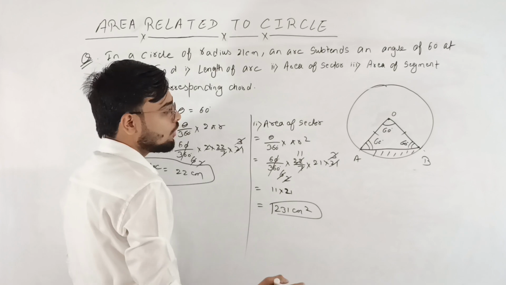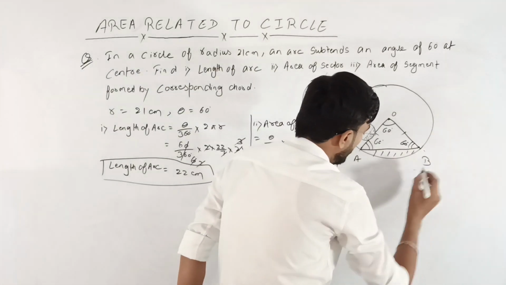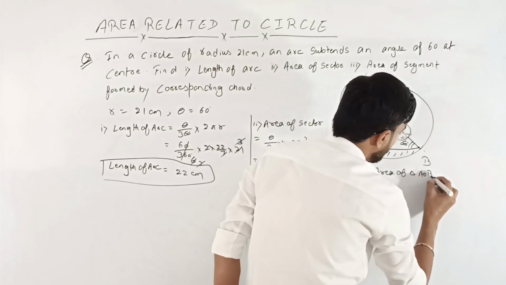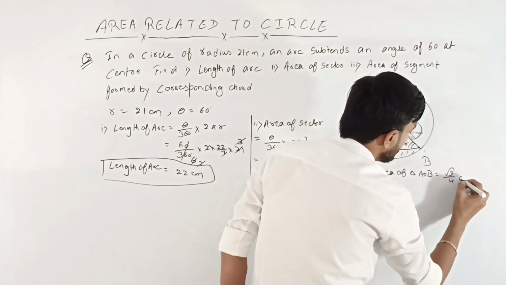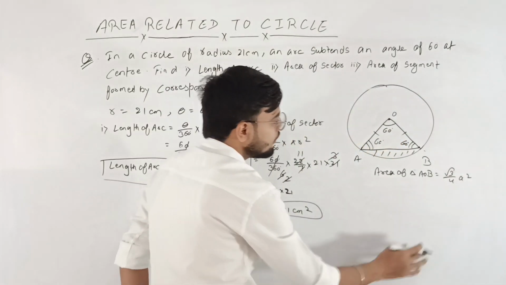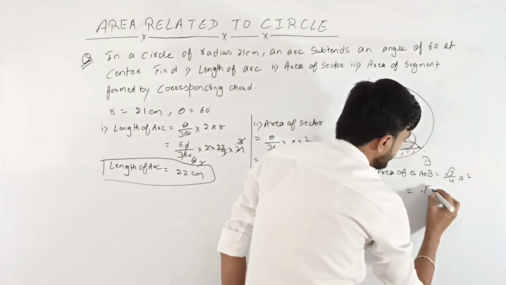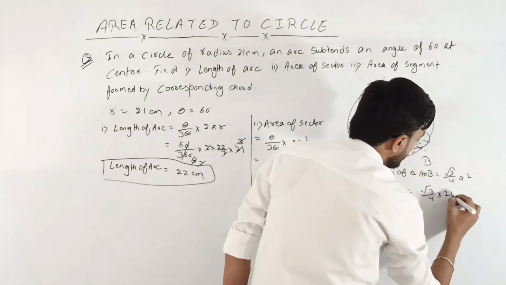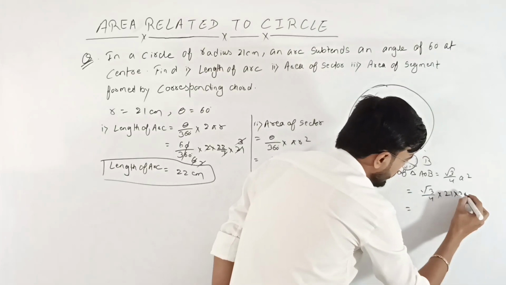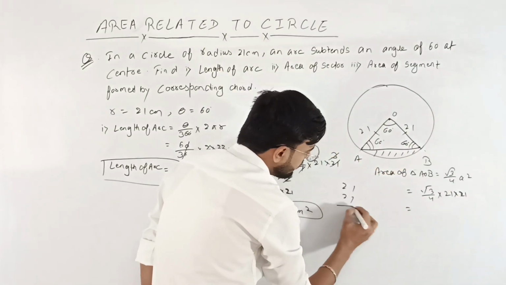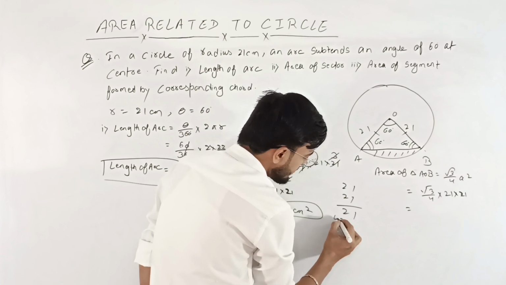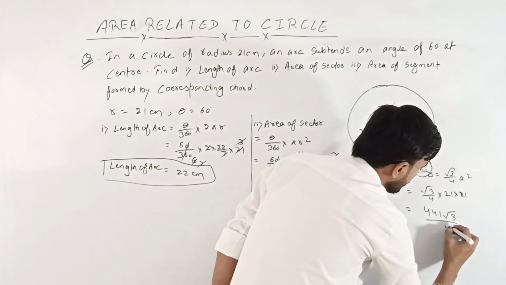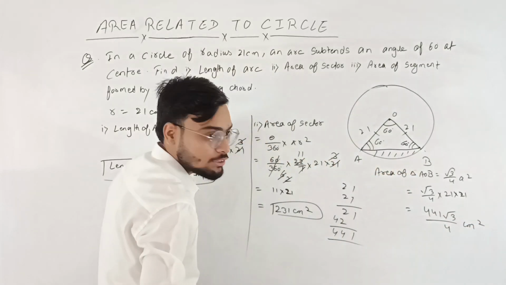So area of an equilateral triangle is root 3 by 4 A square. So first I find the area of this triangle. Area of triangle AOB is root 3 upon 4 A square. Now I calculate this. The side is 21 centimeter, so A square is 21 into 21, which is 441. So 441 root 3 upon 4 centimeter square is the area of this triangle.